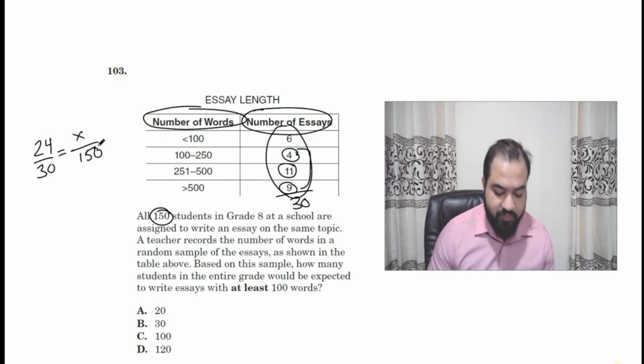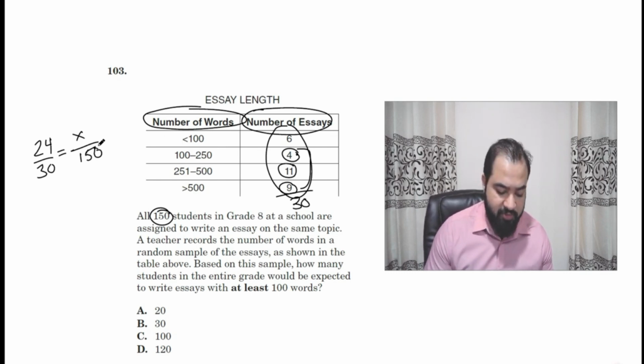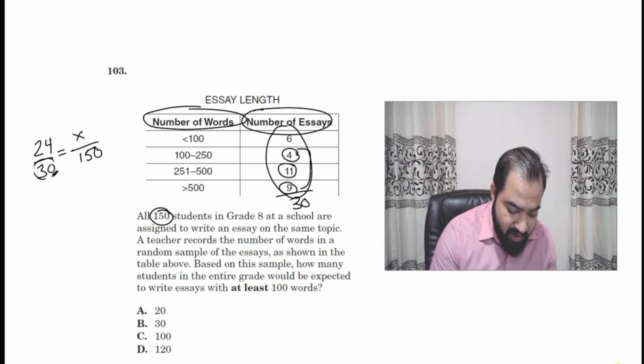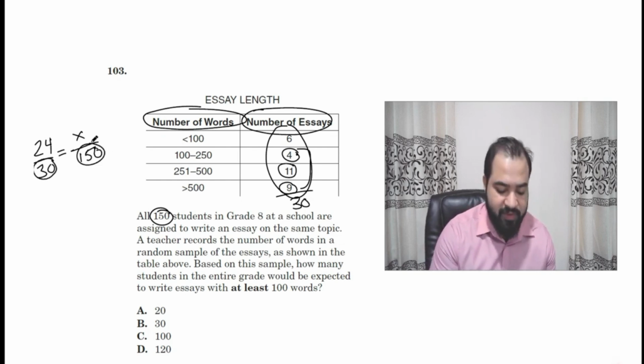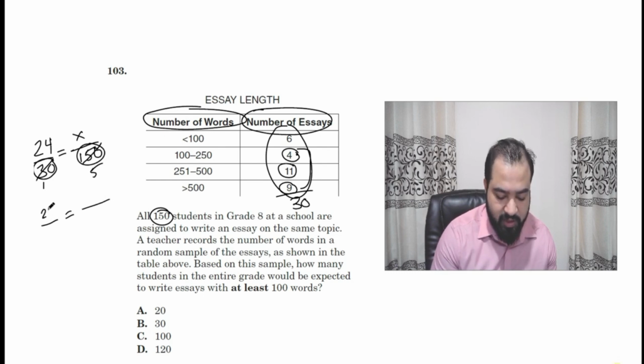Now solving this proportion, if you cross multiply, it's a lot of work. I actually showed a simple technique in one of my videos. When you have proportions, you can simplify the denominators or the numerators. So you can simplify 30 with 150, meaning you can divide both 30 and 150 by 30 first. So this will simplify to 1, and this will simplify to 5. So we can rewrite the proportion as 24 over 1 is equal to x over 5.